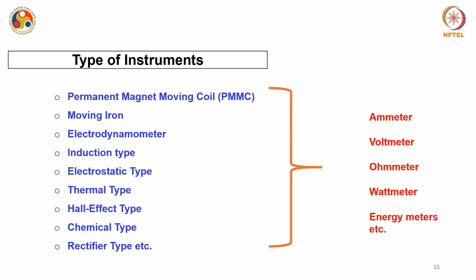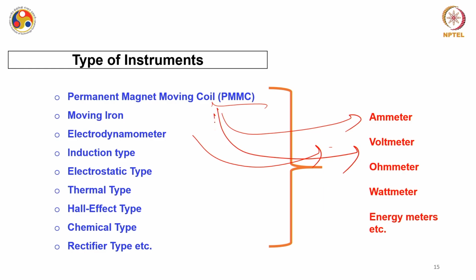Then we have seen their applications. We have seen how a PMMC instrument can be used as a voltmeter, how it can be used as an ammeter, and so on. In fact, we have seen how all these instruments, including the PMMC, can be used for measurement of current, how they can operate in ammeter mode, voltmeter mode, wattmeter mode, and so on. Of course, all the devices cannot be used for all these modes. We have seen this for PMMC, moving iron, electrodynamometer, induction, electrostatic type, and thermal type.